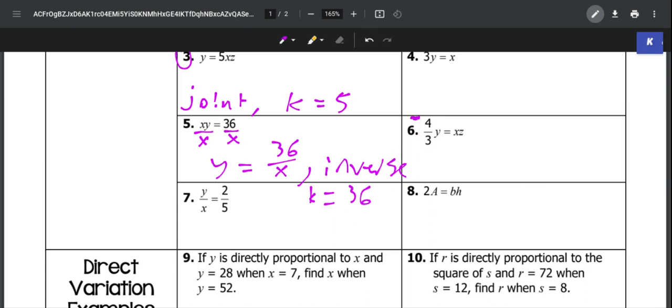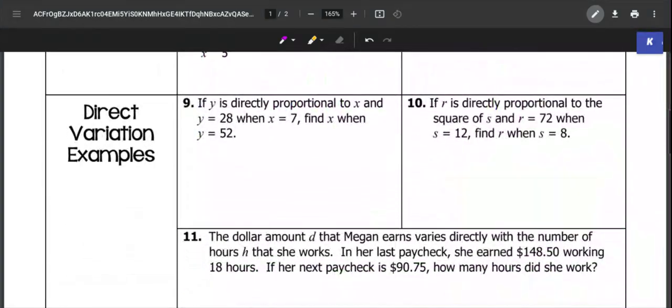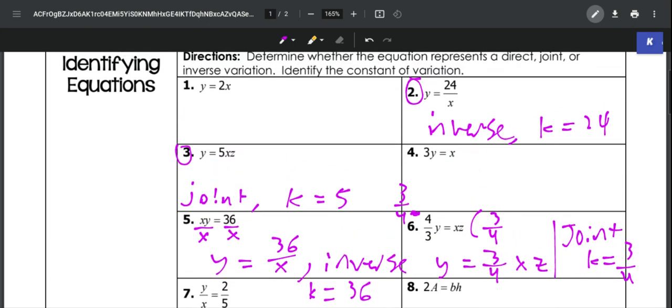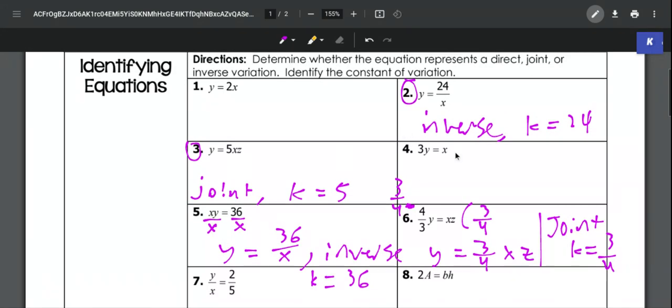and you could just divide by the reciprocal or multiply by the reciprocal. So we would multiply each side by 3 over 4. So we would get y is equal to 3 over 4 xz, and that is going to be joint variation. So we would have joint, and k would be equal to 3 over 4. So that's just identifying our variation depending on when we just have a general setup.